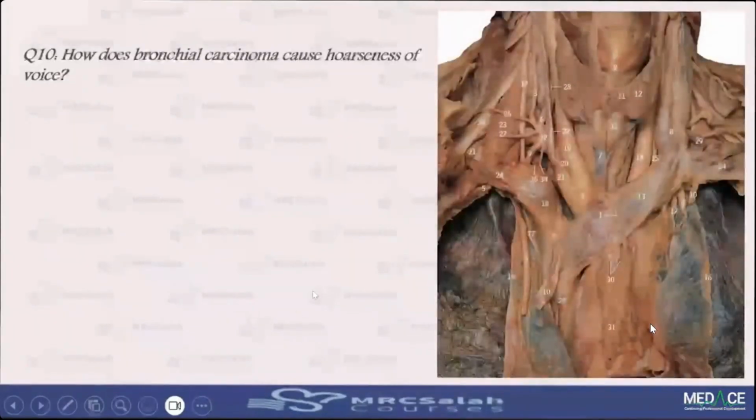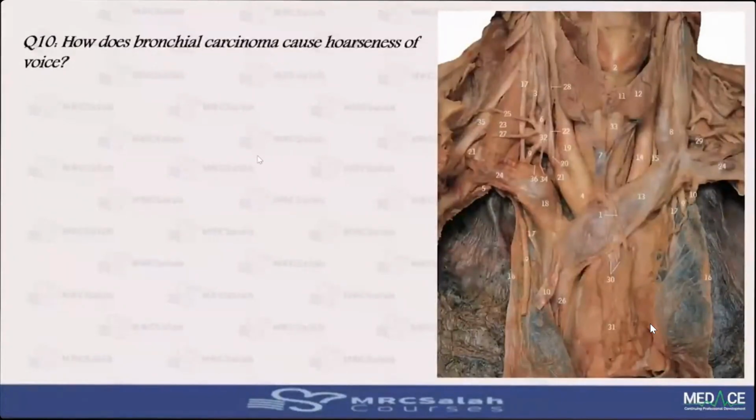How does a bronchial carcinoma cause hoarseness of voice? By invasion of the vocal cord, either direct invasion of the cords or of the nerve supply to them, the recurrent laryngeal nerve.